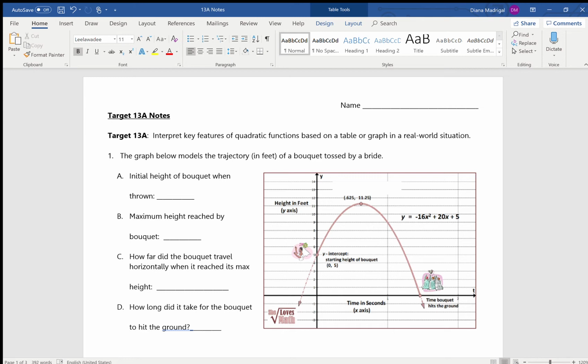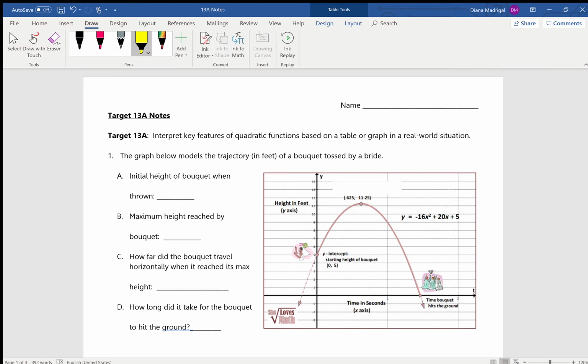So let's try number one. It says the graph below models the trajectory in feet of a bouquet tossed by a bride. So 1A: What is the initial height of the bouquet when thrown? Well, we have to keep in mind that we need to identify what is my x-axis and my y. My x is talking about the time and my y is talking about the height. So when they're talking about time, we should be looking at the x-axis. When they're talking about the height, we should be looking on the y-axis.